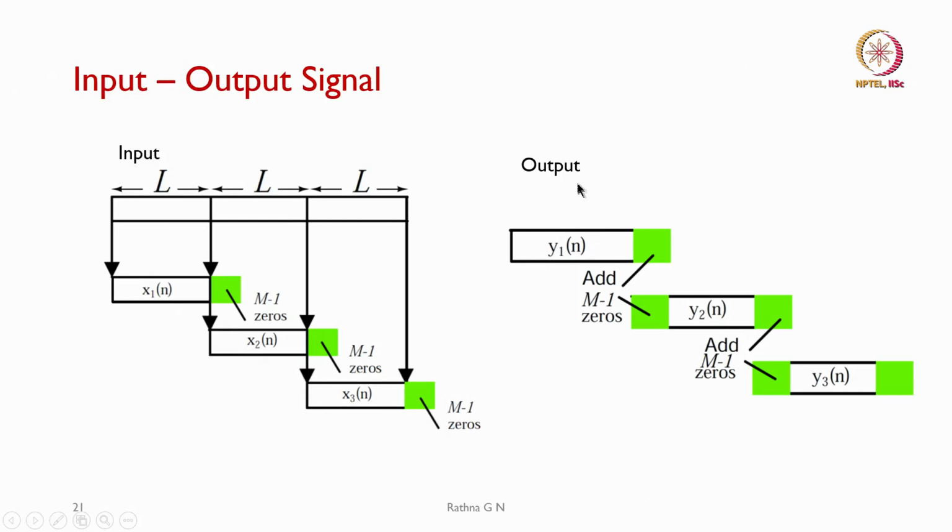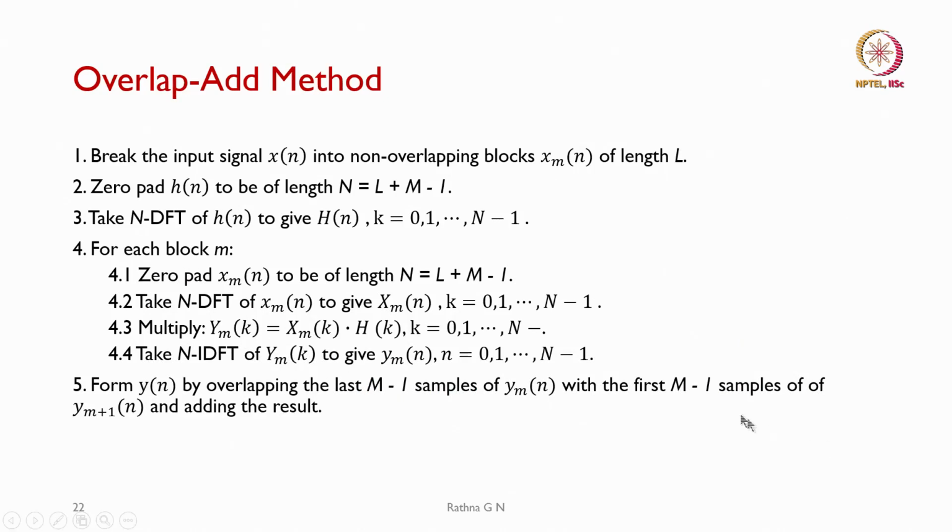Then what will be our output? This is y1 of n, and you add this m minus 1 zeros to it, that is, you will be appending on the y2 of n, and then we have on the other side also m minus 1 zeros. So, this one is going to be added m minus 1 zeros with y3 of n, and so on, and that is what we will be having as the output.